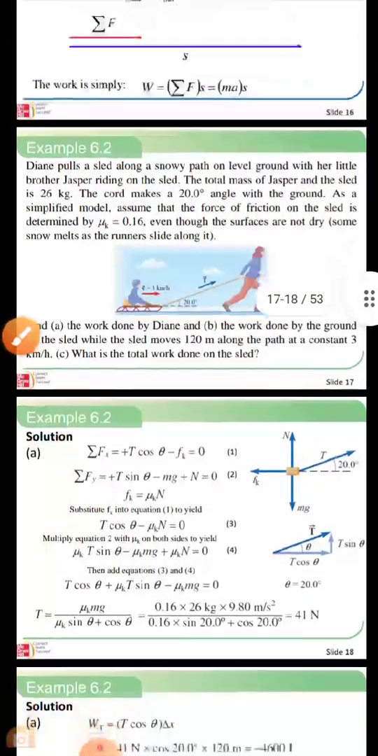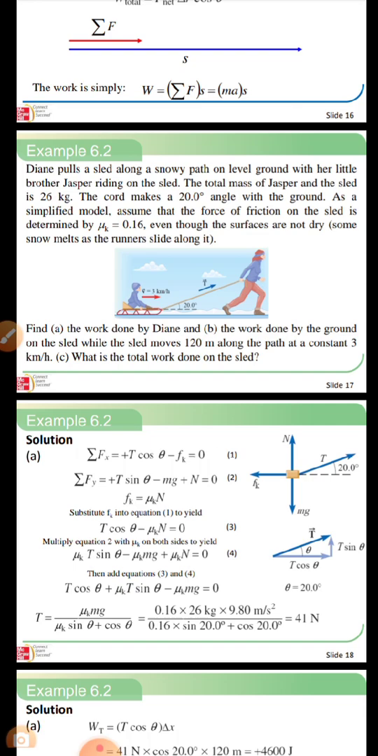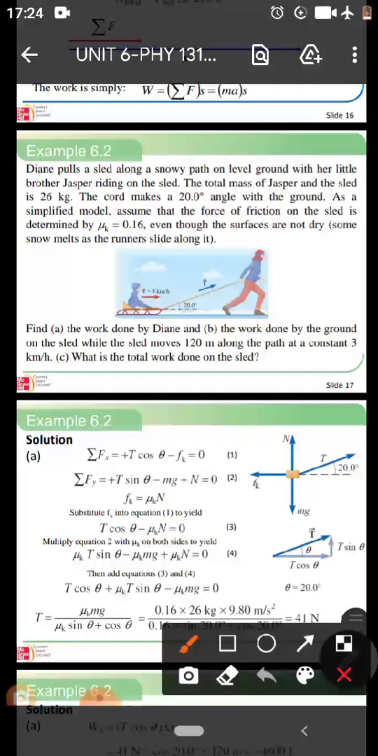So let's go to this example 6.2. Diane pulls a sledge along a snowy path on level ground with her little brother Jasper riding on the sled. The total mass of Jasper and the sled is 26 kg. The cord makes a 20-degree angle with the ground. As a simplified model, assume the force of friction.